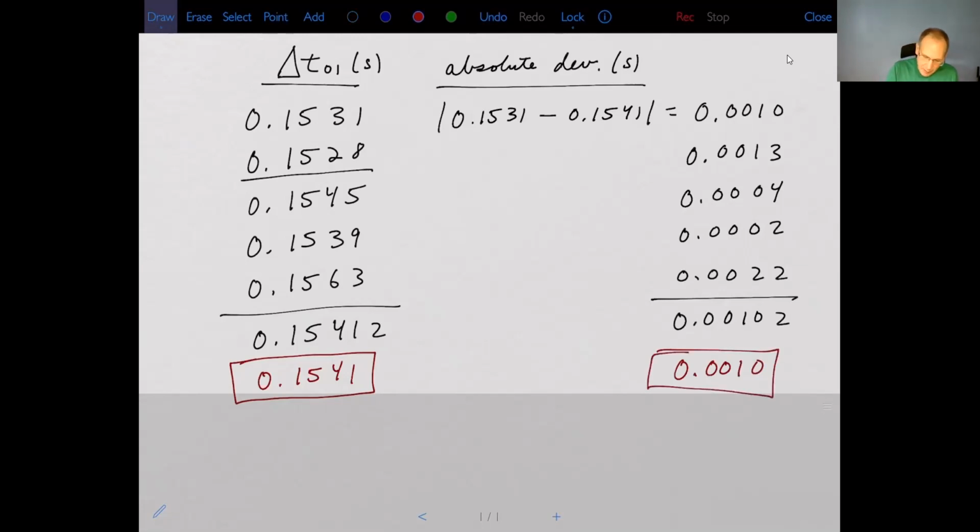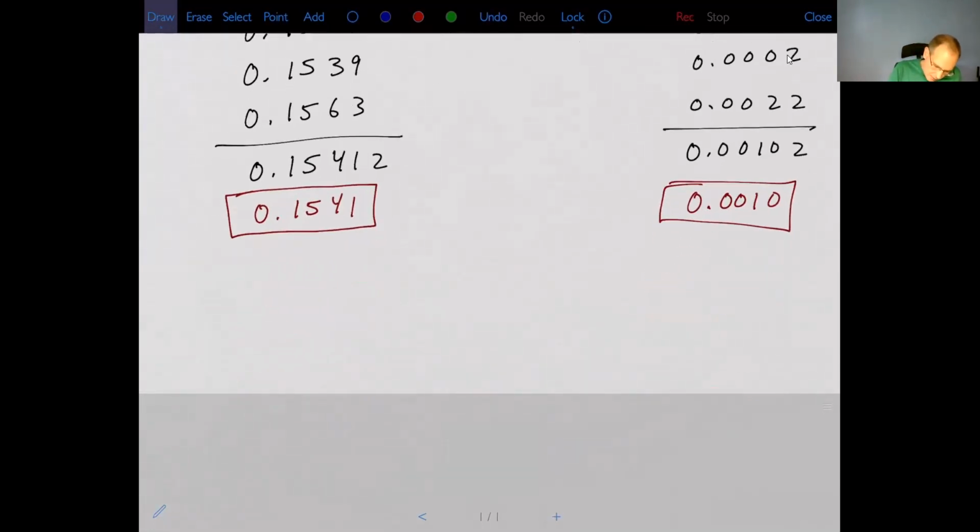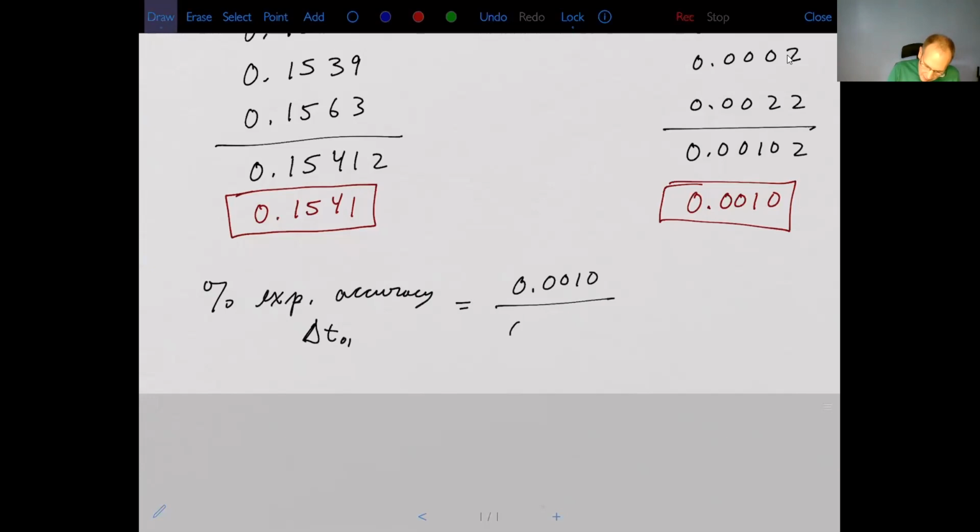And then finally, remember the last step to find percent experimental accuracy. Percent experimental accuracy for delta T01 is: I take my average absolute deviation, 0.0010, divide by my average value of delta T01, 0.1541, and then multiply by 100. If you do that in this case, you're going to get around 0.65%, which is great.